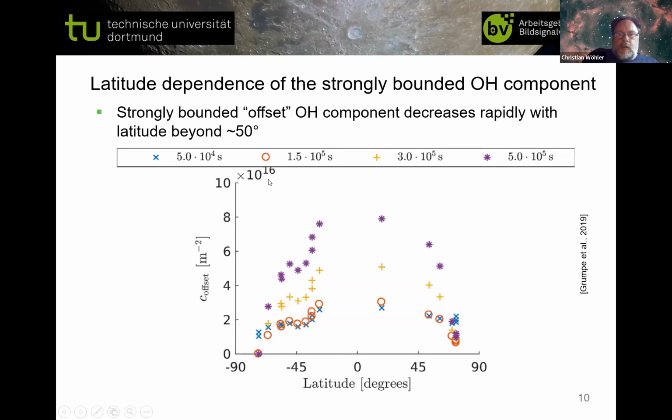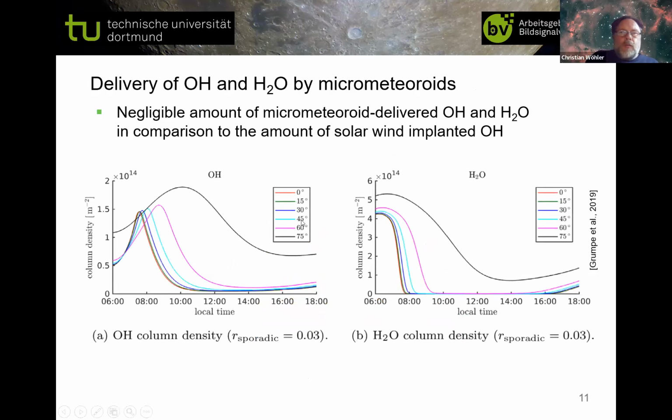And here the actually relevant points are the orange ones with the photolysis time of 1.5 times 10 to the 5 seconds. The orange is the value we found to be best consistent with our data. Or let's take this as an upper limit and the gas phase value as a lower limit. So then we get this here. There is a more or less steady decrease of this strongly bound component with increasing latitude.